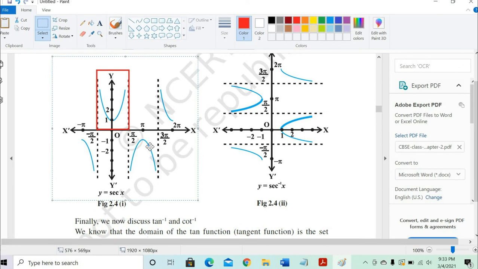Since we are doing it for secant x, and secant x means 1 by cos x, the reciprocal of cos x. And you know that cos x is not defined at 90 degrees. Cos 90 is 0. 1 by 0 will be infinity, not defined. So we can't include the pi by 2. We can't make the curve touch the pi by 2. Correct? We should be in between minus pi by 2 to pi by 2. Clear?